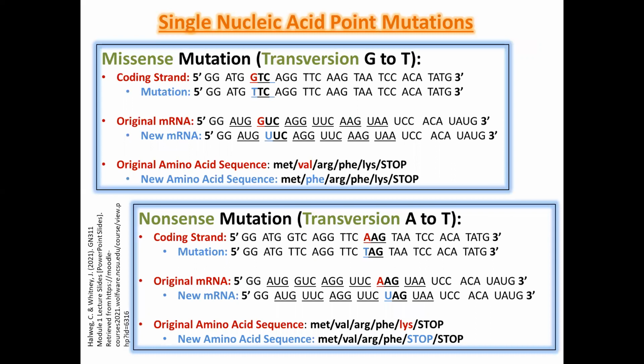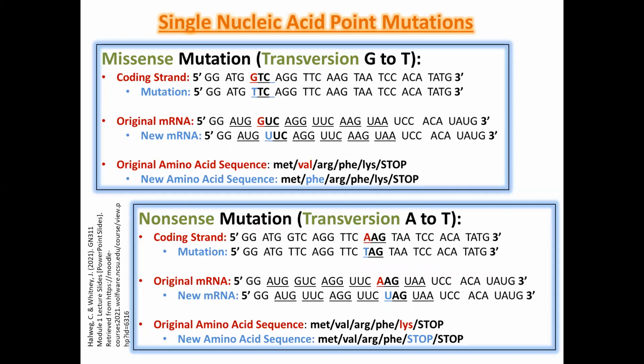Here are 2 single nucleic acid point mutations. The first is a missense mutation, where we see a single nucleotide mutation causing the creation of a different amino acid. The DNA strand shows a series of 3 nucleotides that normally codes for valine, but in the mutated DNA, the guanine is replaced with a thymine, showing a transversion mutation. This causes the mRNA to now code for the codon UUC, which produces a different amino acid, phenylalanine.